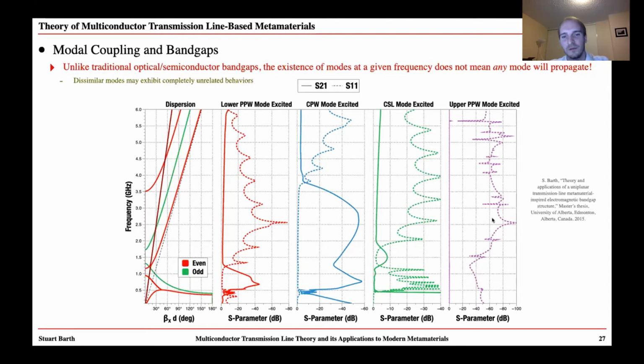So I think this is really where the MTL formalism shines, because it allows us to compute how various modes respond to our metamaterial. And thus, I think you can appreciate knowing the properties of these modes becomes a critical aspect, especially if we're trying to get certain types of modes to propagate through our metamaterial and suppress others.